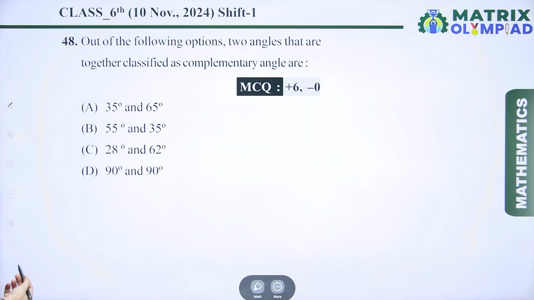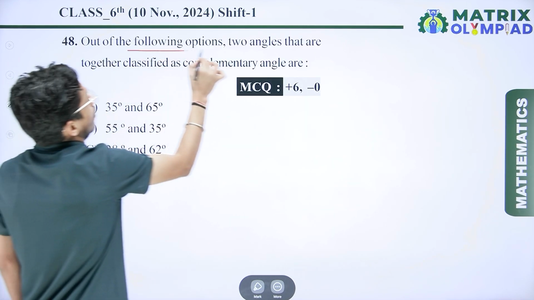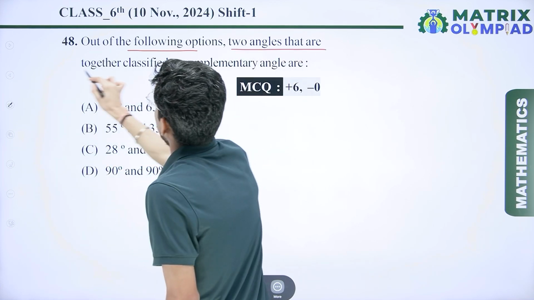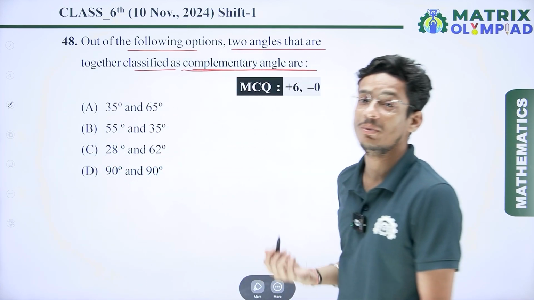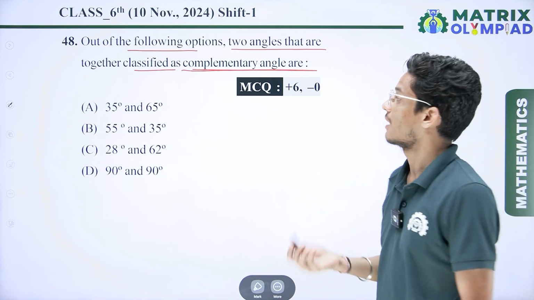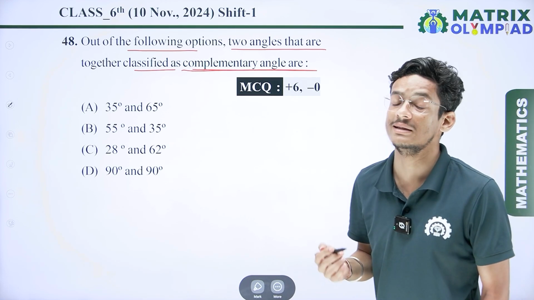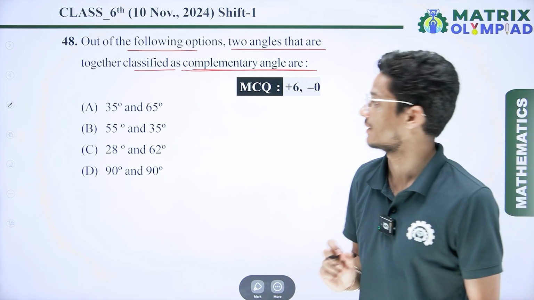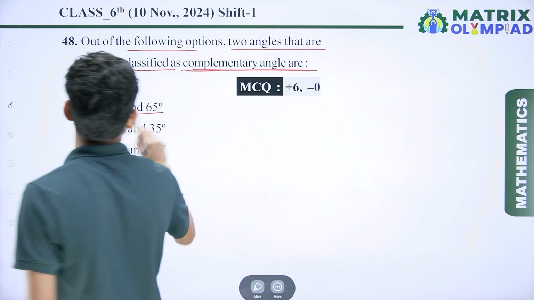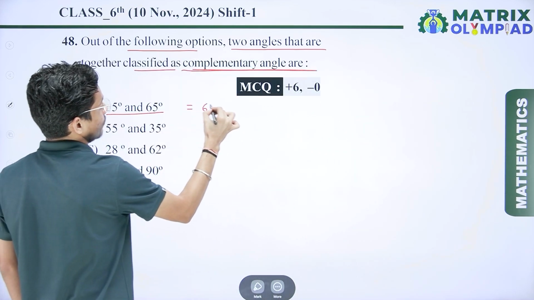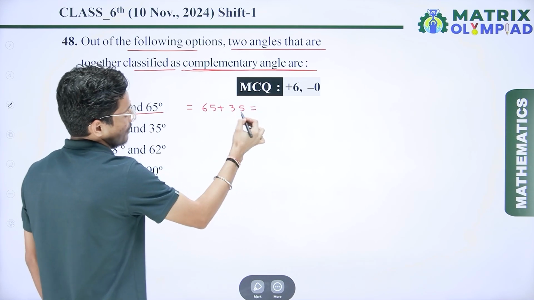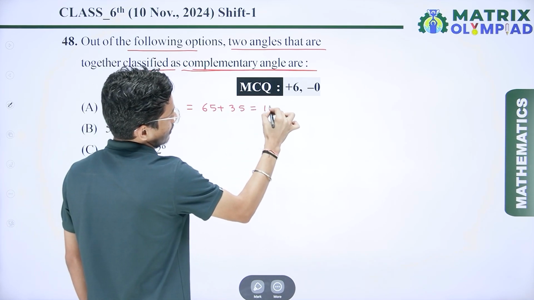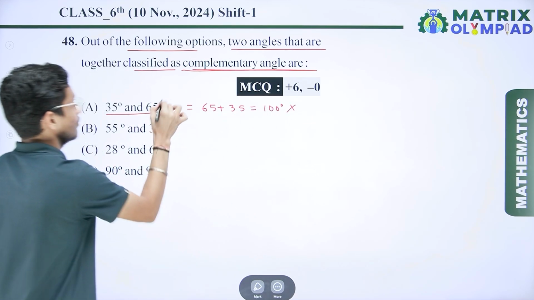Now the next question is: out of the following options, which two angles are together classified as complementary angles? We know complementary angles are two angles whose sum is 90 degrees. First, if I add this one, I get 65 plus 35, it means 65 plus 5 is 70, 70 plus 30 is 100. So 100 degrees, these angles are not complementary.